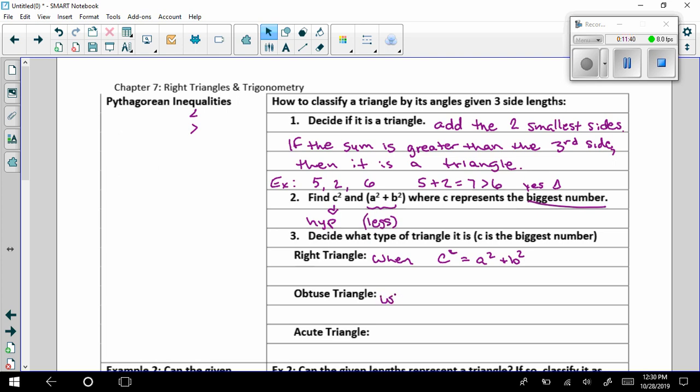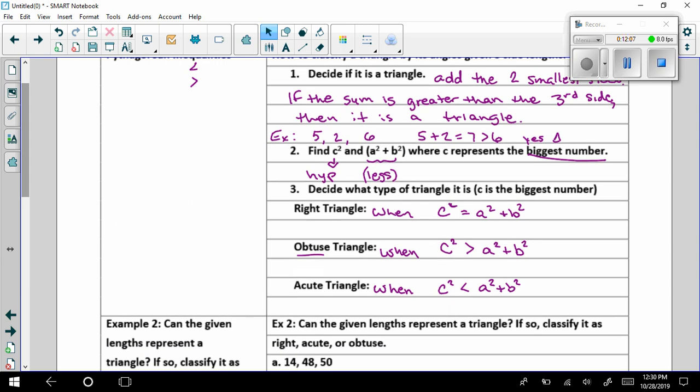But if c squared is greater than a squared plus b squared, it is obtuse. And you think about obtuse being greater than 90, so that would make sense. And then the opposite of that, if c squared is less than a squared plus b squared, it is an acute triangle, meaning that your angles would all be less than 90. So less than 90 is the definition of acute, so c squared should be less than.